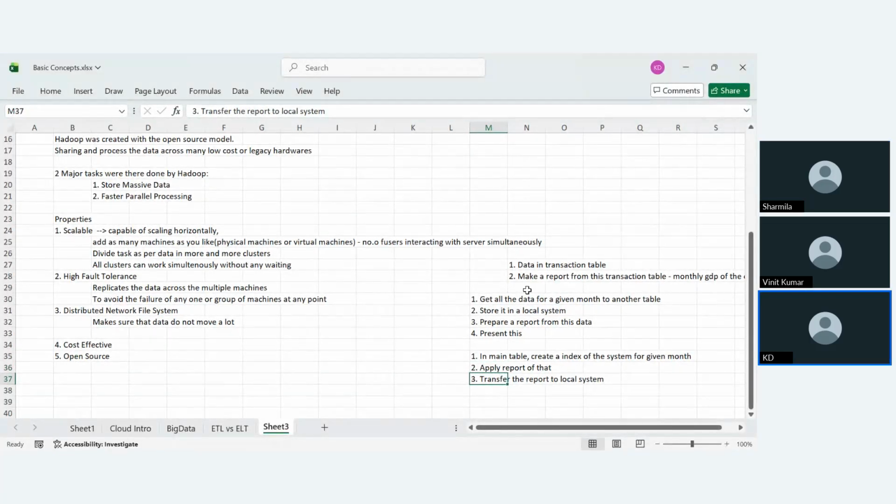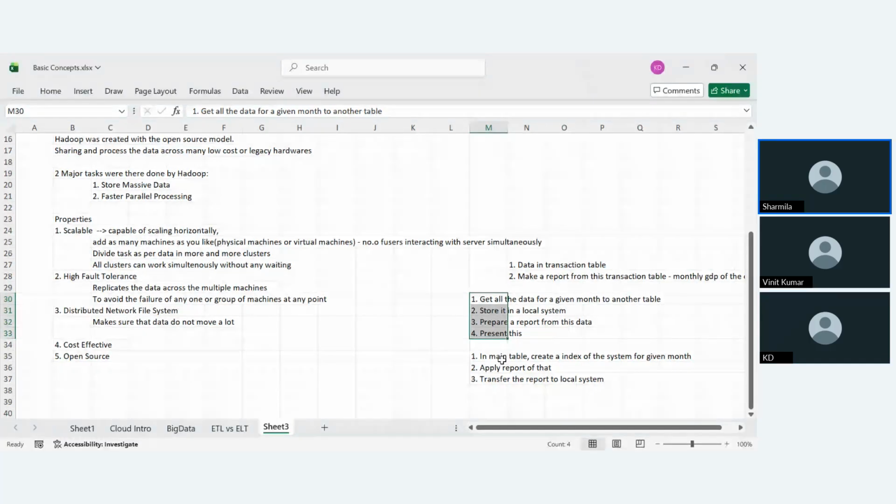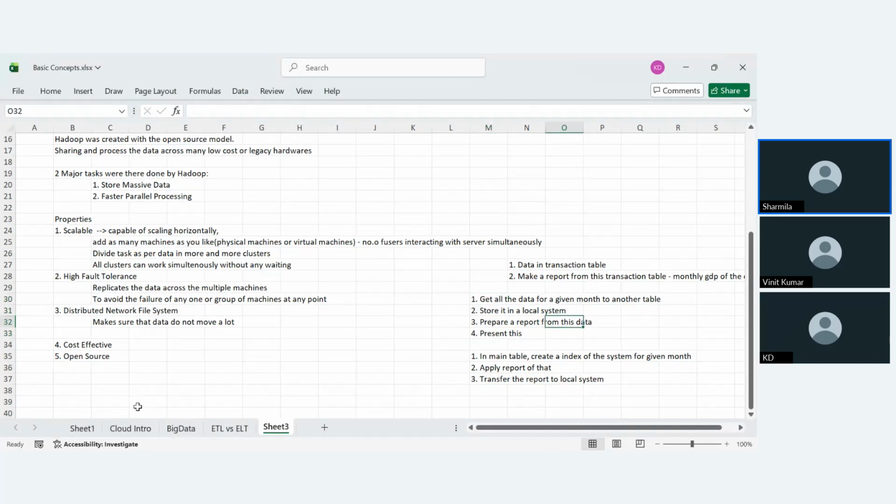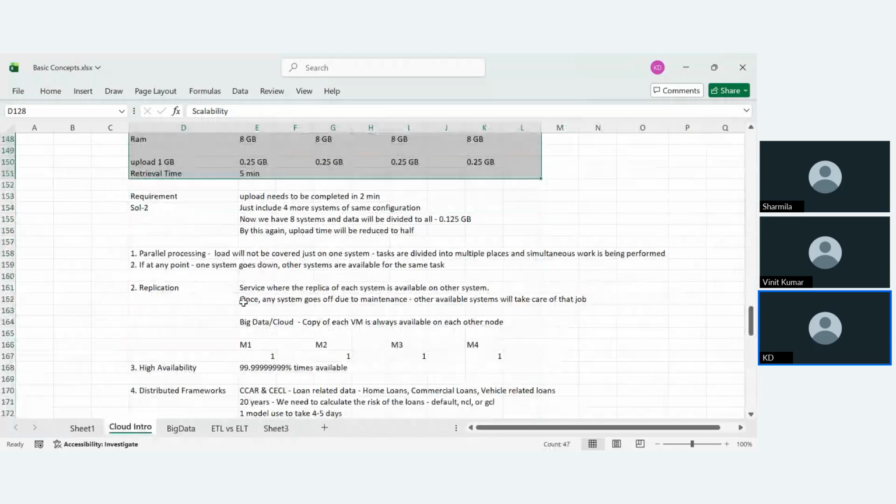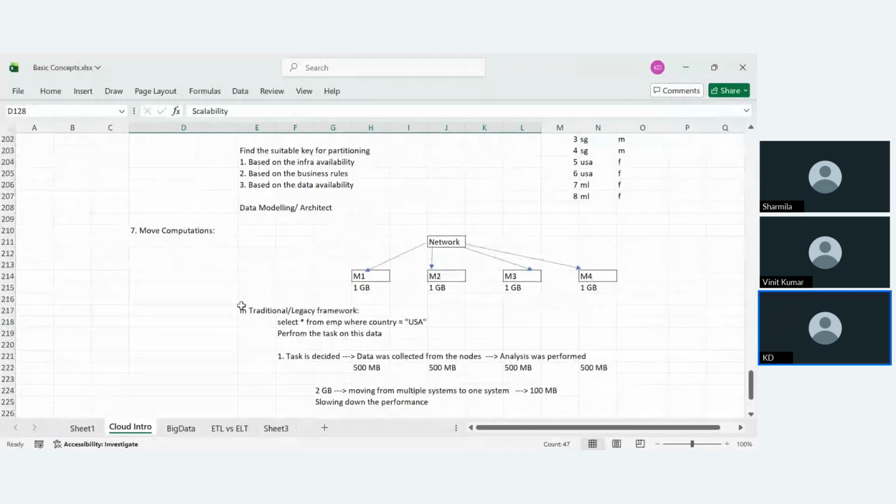Understood. So instead of transferring 30 GB from one system to another system, you are just applying the report or your query directly with the indexing for the given month only, and you are only transferring 100 MB of report into the local system. So did you reduce the transferring of the data? Yes. So do you remember the concept of move computation we discussed over here? Move computation.